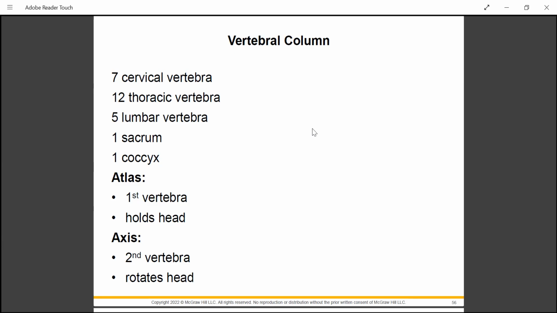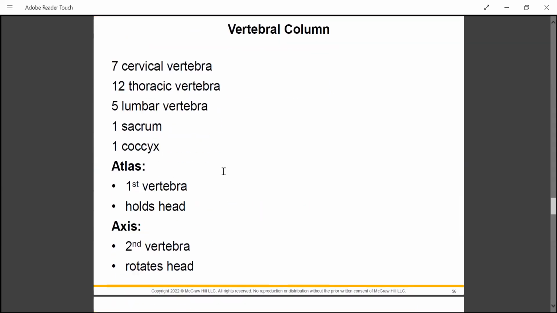So one way to remember this is that 7 cervical plus 5 lumbar equal 12 thoracic. Or another one that I've heard commonly is that you have breakfast at 7, lunch at 12, and dinner at 5. So you should know how many vertebrae are in each segment. And I want you to know the different curves that we talked about in this slide for the test as well.